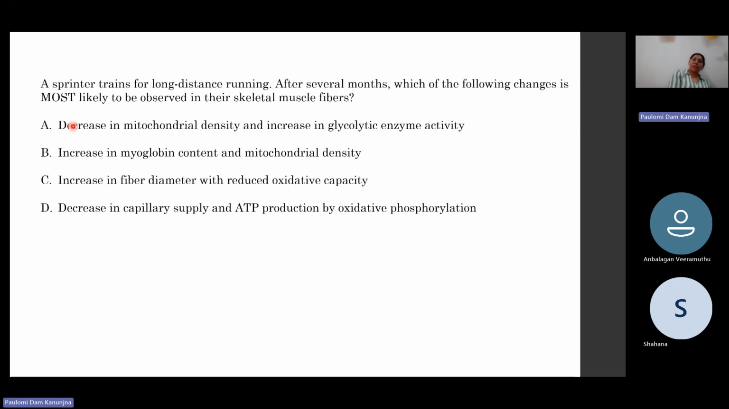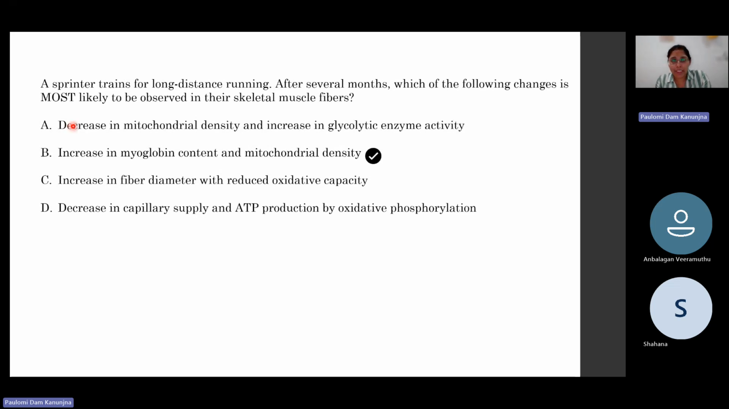Again, you have a sprinter who's training for long distance running. So basically, he's running every day very fast. So, what kind of changes do you see in skeletal muscle of these kind of trainers? So, the options are: a decrease in the mitochondrial density and an increase in the glycolytic enzyme activity; a change in the myoglobin content and the mitochondrial density; an increase in the fiber diameter of the muscle and reduced oxidative capacity; and a decrease in capillary supply and ATP production by oxidative phosphorylation.